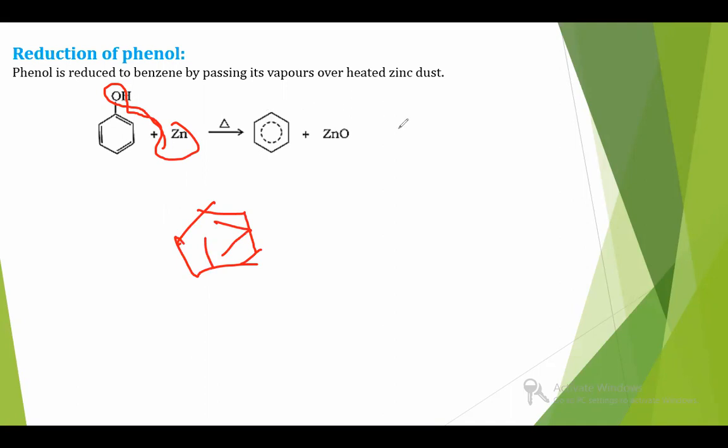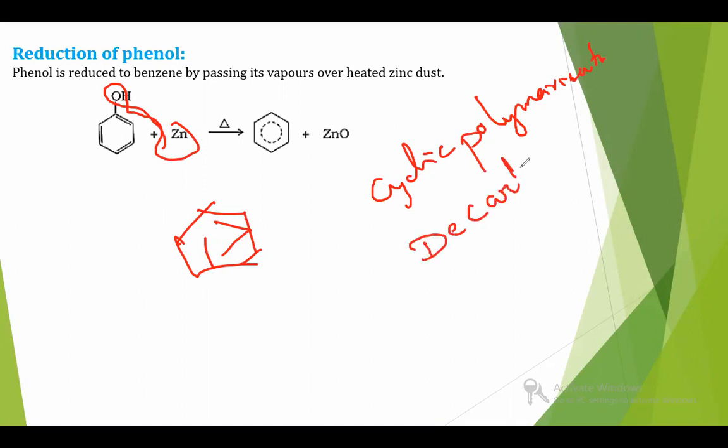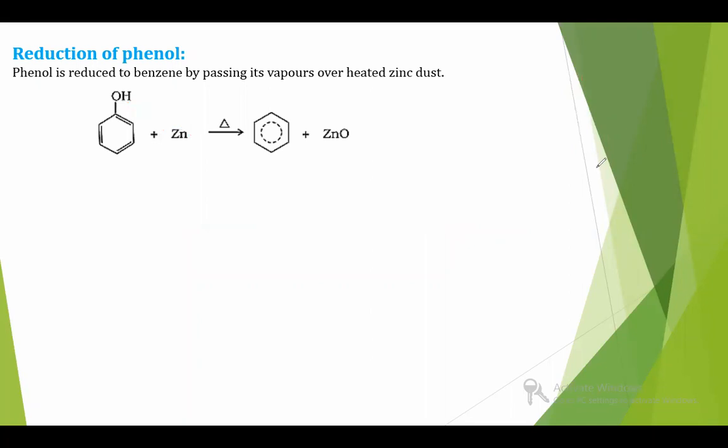First one, cyclic polymerization. Second one is decarboxylation. Third one is reduction of phenol. These are the three methods of preparation of benzene.